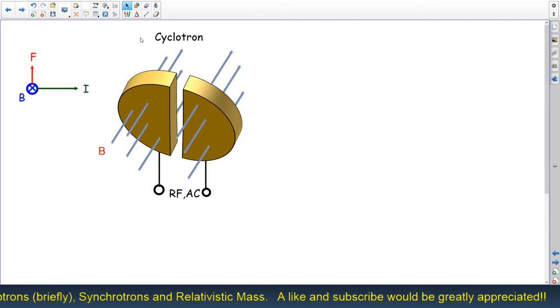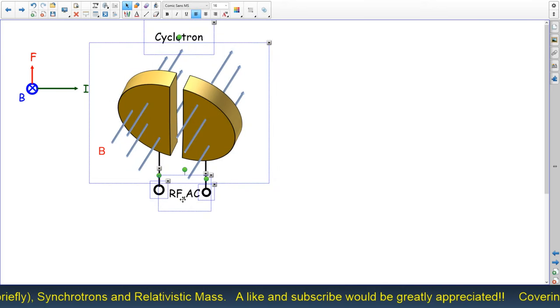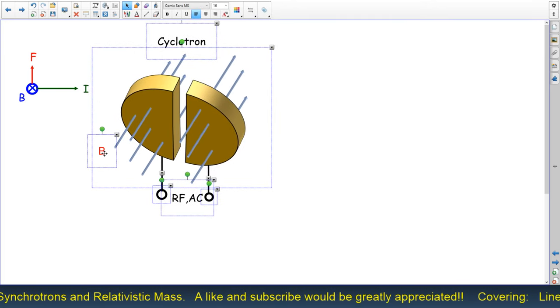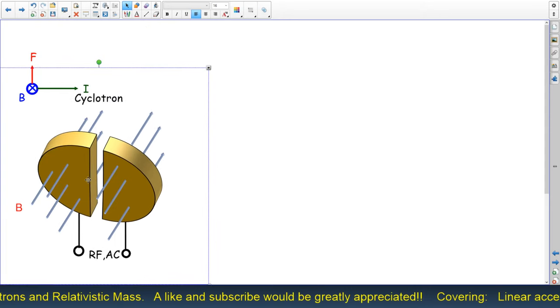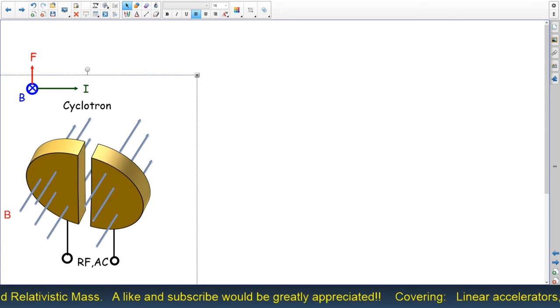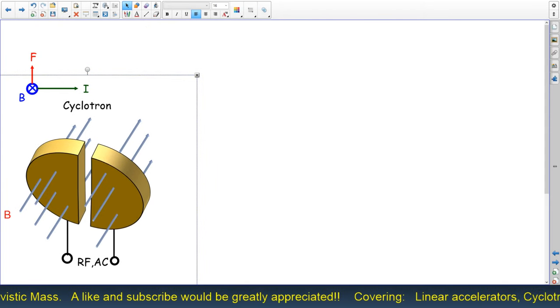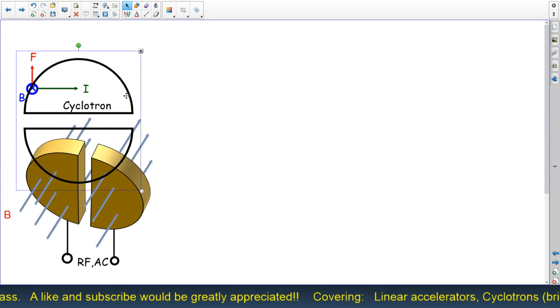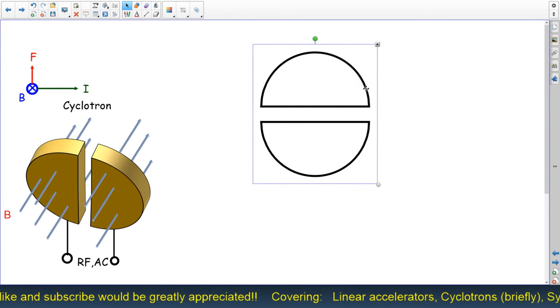Because we're going to go from a 3D diagram here. By the way, do you like the production quality? My PowerPoint drawing skills are getting better. They couldn't have got much worse, let's not lie.